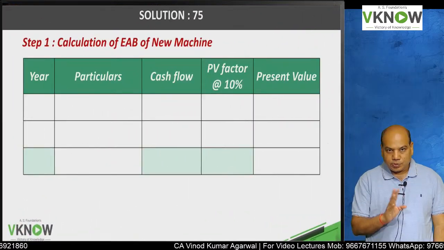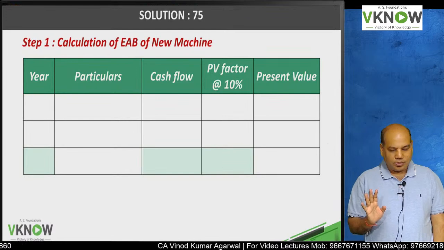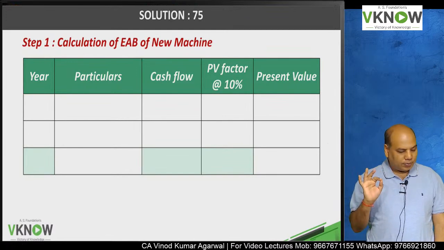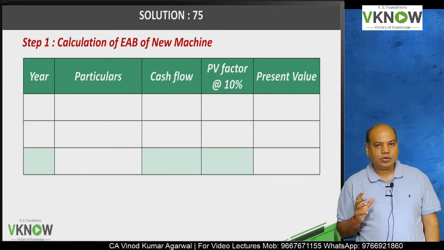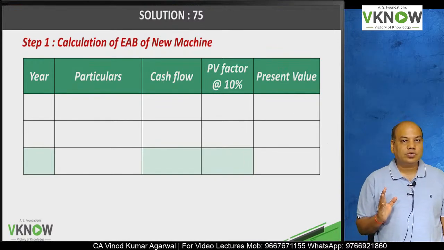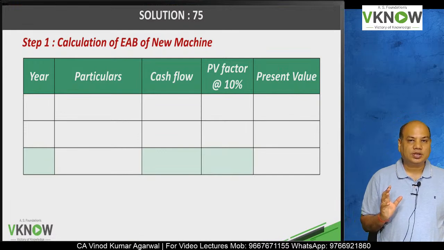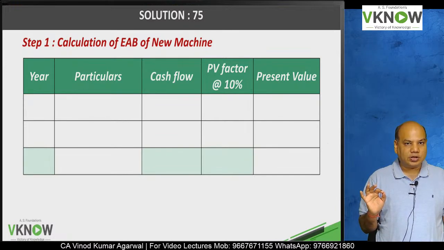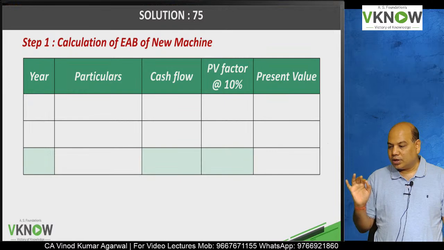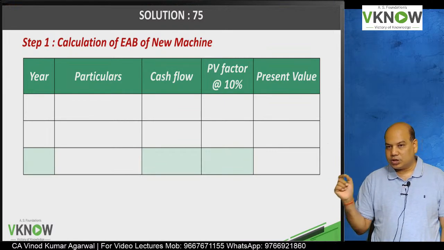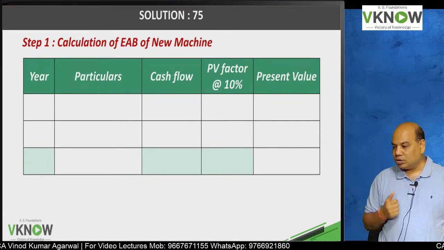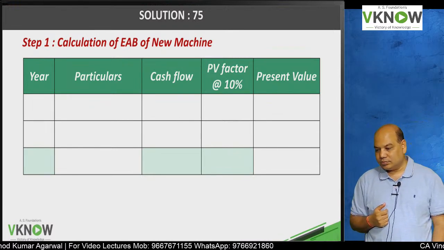So like the previous problem, I am going to solve. Okay. This problem has revenue also. The other two or three questions we solved had only cost implications. This has revenue implications also. So you will write step 1: computation of EAB of the new machine.